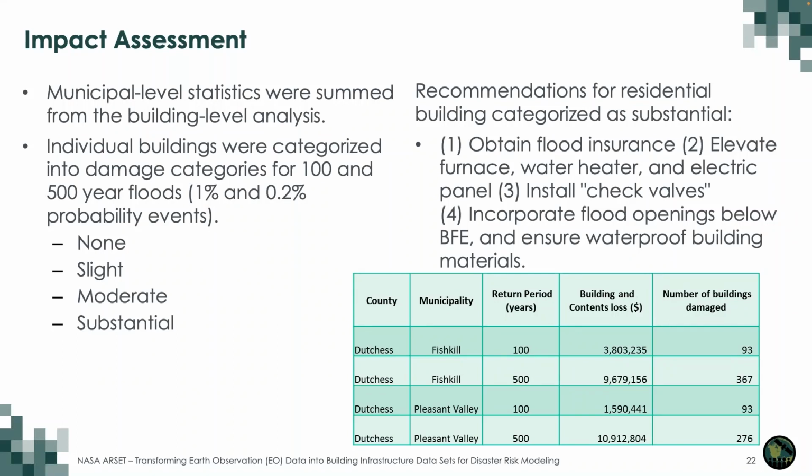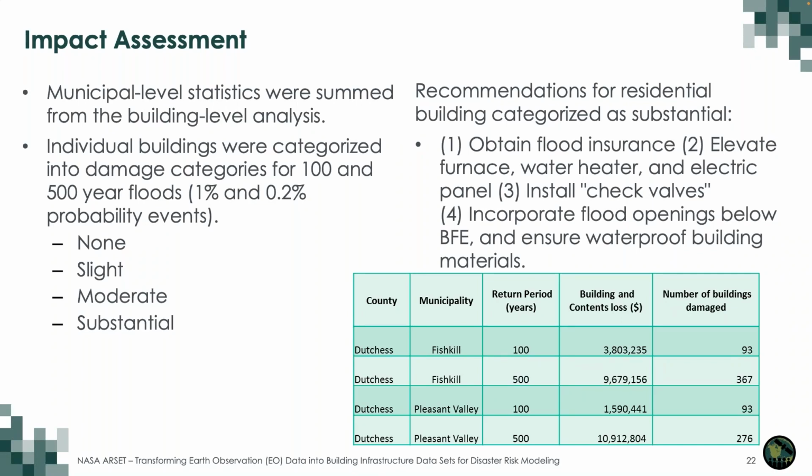So individual buildings were categorized into damage categories of none, slight, moderate, or substantial damage for both the 100 and 500-year floods. And you may have learned elsewhere that 100-year flood is not a flood that occurs every 100 years. It's a flood that has a 1% probability of occurring in any given year. So even if a 100-year flood happened last year, there's still a 1% probability it would hit the same area with the same level of flood in the next year. And the same for the 500-year flood, which is 0.2% probability of occurring in any given year.